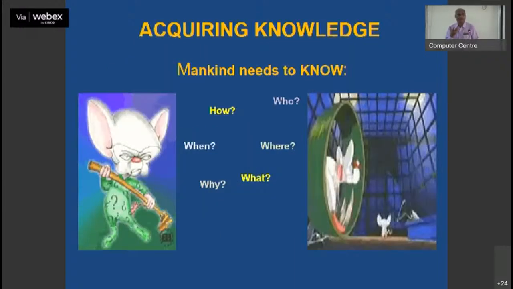This is the nature of the human being: we want to know how, when, why. Whenever there is an event, we want to know how, when, why, who, where, what. These are all questions, and we want to answer these questions related to an event. Investigating the reason of the event is all research.